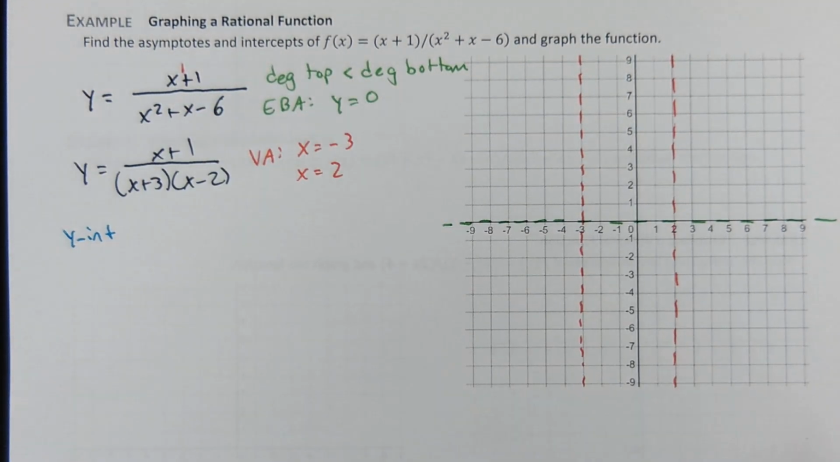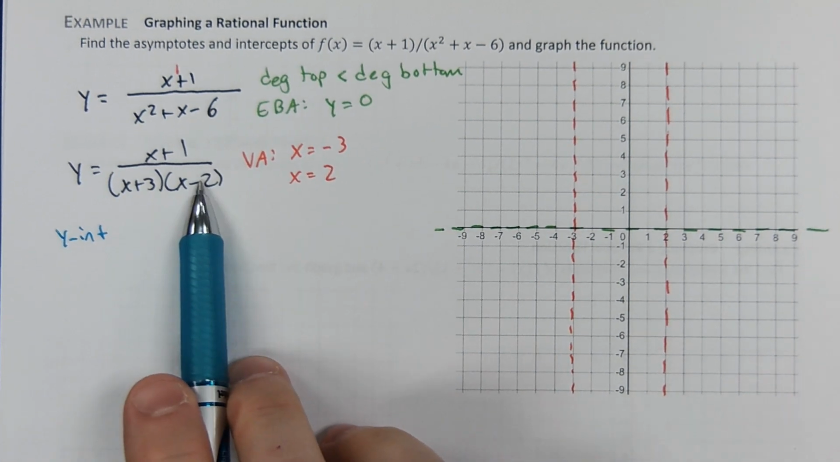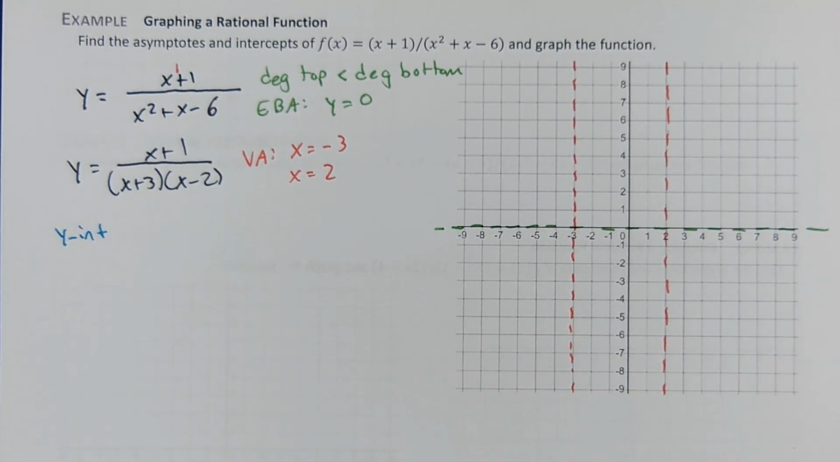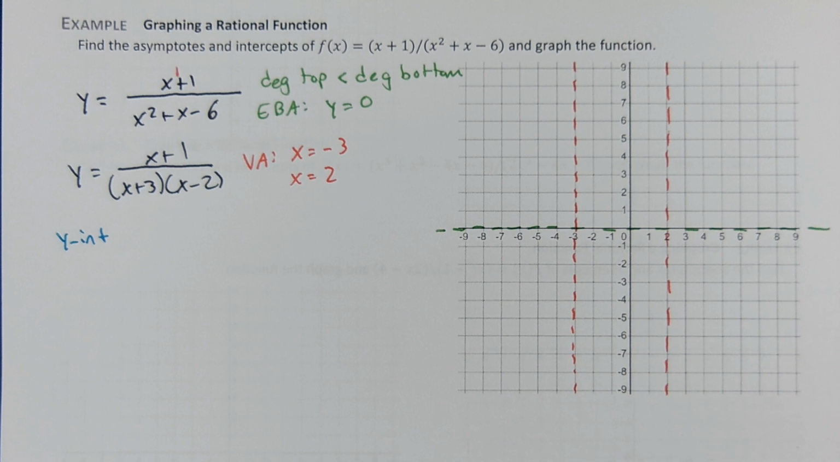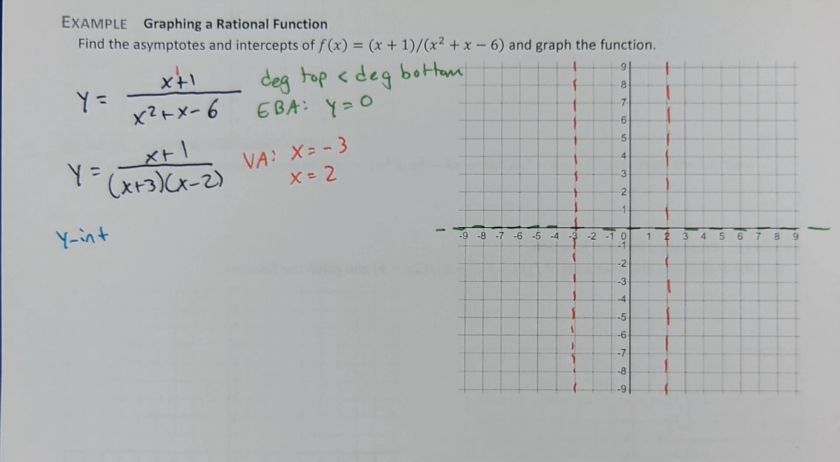Why are there 2 vertical asymptotes? Because there are 2 numbers that make me divide by 0. There could be 3, 4, 5, 6, 7. There could be as many as I want there to be. If it makes the bottom equal 0 and it doesn't cancel out, it's a vertical asymptote.